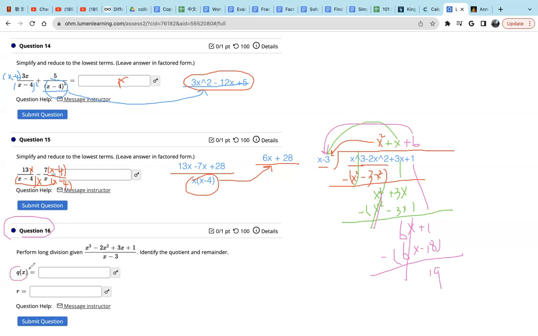So Q of x is the quotient, is this part. The quotient is, let me type, x squared plus x plus 6. And the remainder, R means remainder. The remainder is just 19.